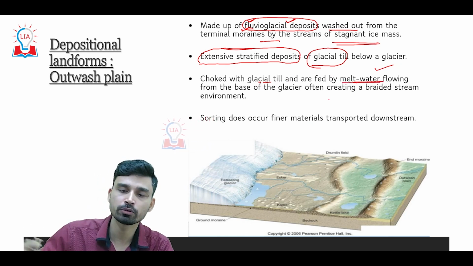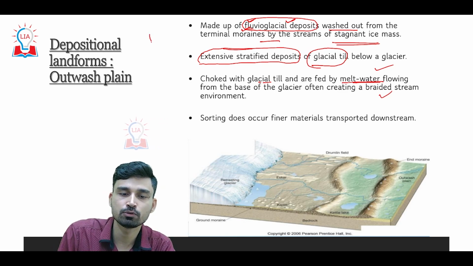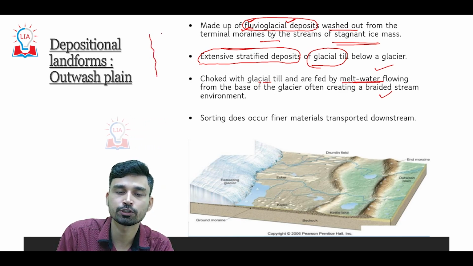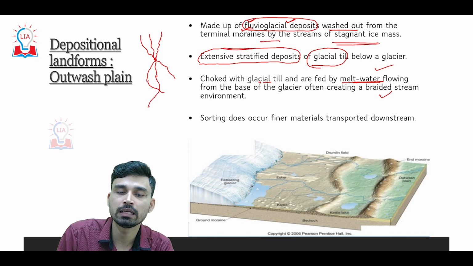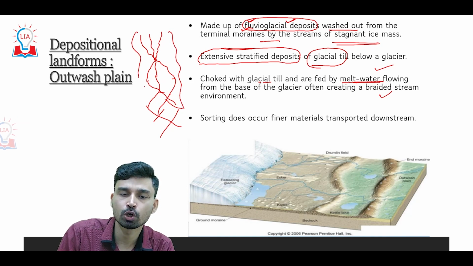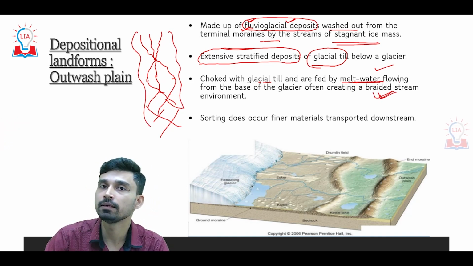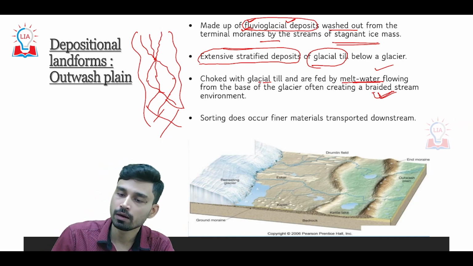and is fed by melt water that is flowing from the base, the outward portion of the glacier, and most of the time they create a braided stream, where the stream does not flow in a single direction or a single channel, but rather it splits, it merges, then again it remerges with each other, again it separates out, again it merges. This kind of flow of water is called a braided stream, which you will also see in the deltaic regions of a river.